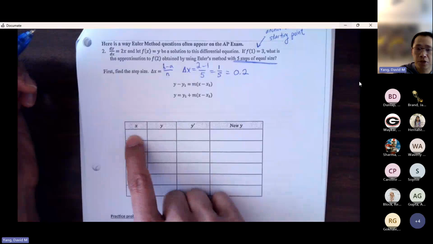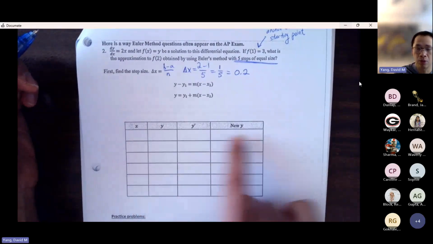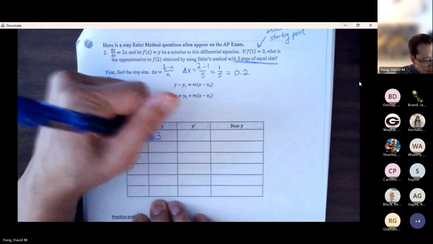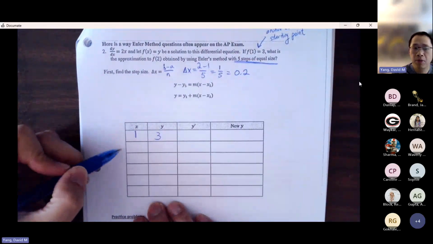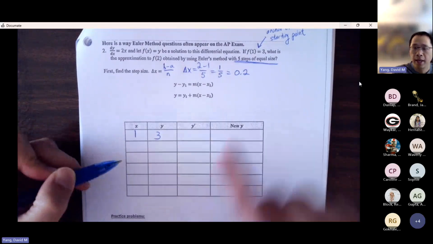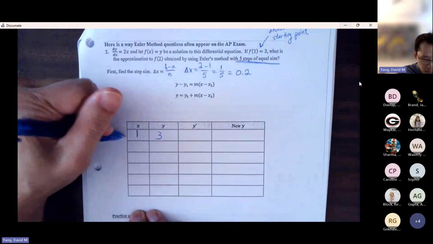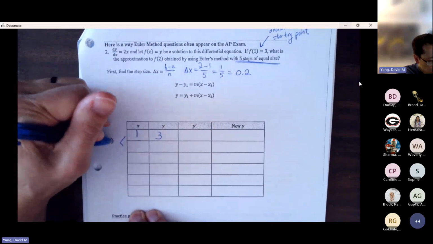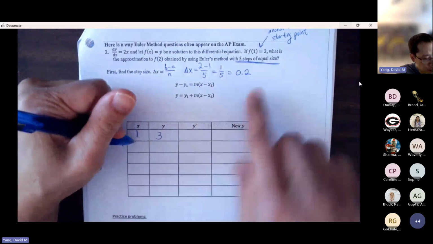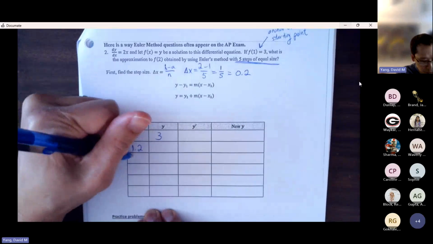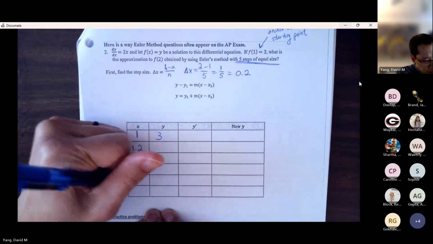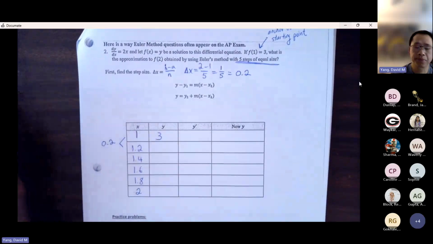In your first row, you're going to put your starting point. So your starting point is (1, 3). We're going to work this x column and keep incrementing by our step size. So we're going to keep adding 0.2 until we reach our destination, which is at x value 2. So 1 plus 0.2 is 1.2, plus 0.2 is 1.4, plus 0.2 is 1.6, 1.8, and finally 2.